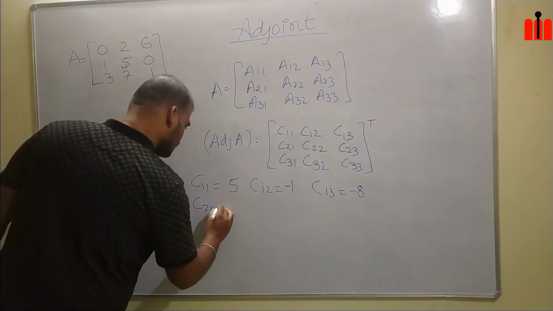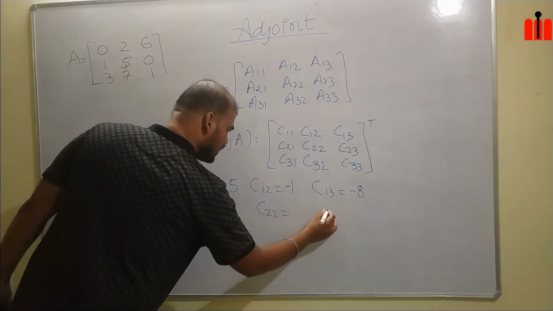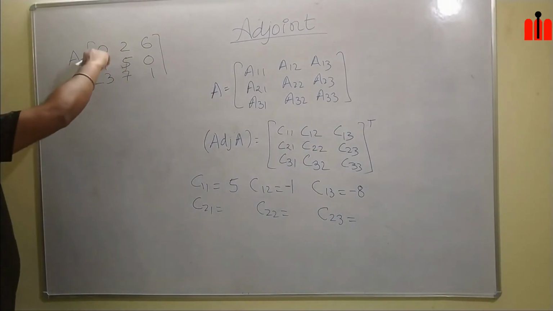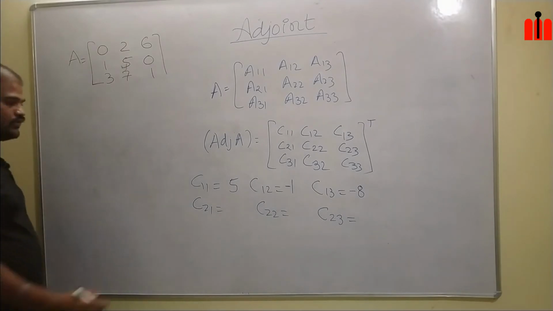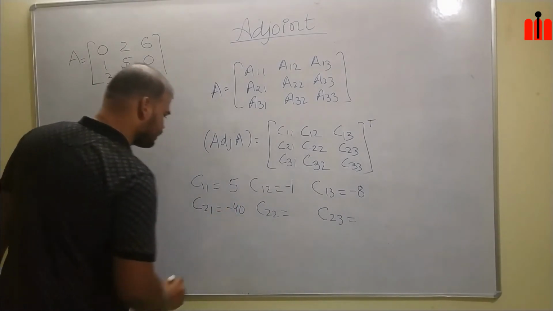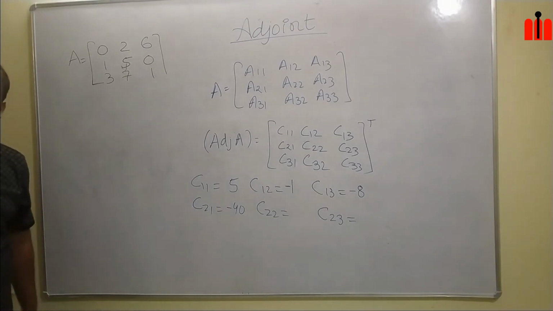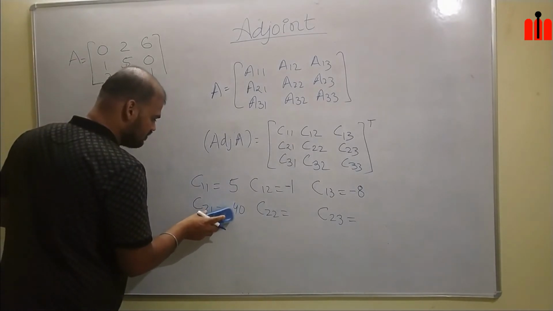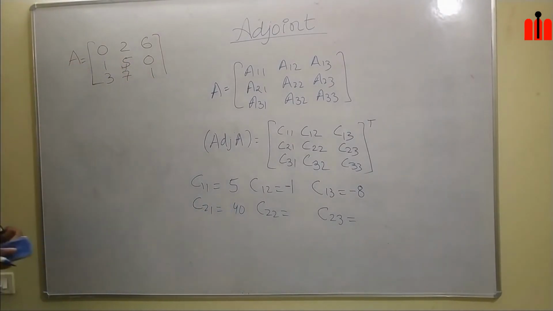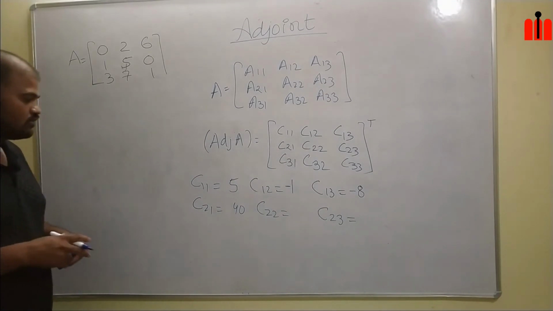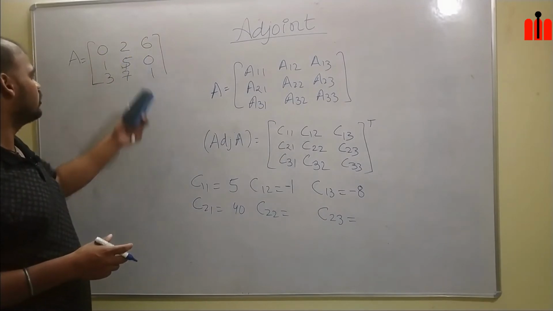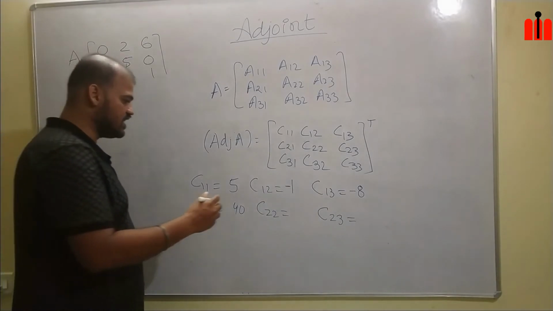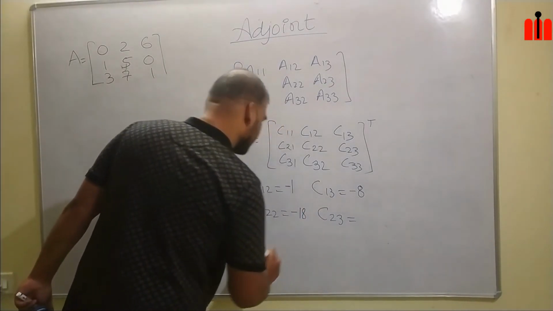What will be my C21, C22 and C23? C21 will be second row, first column. So 2 minus 42, minus 40, and 21 is odd, 2 plus 1, so that's why there will be negation of this minor. It will be 40, right? Now C22. C22 will be a positive minor. It will be 1 into 0 minus 18. So it will be minus 18.